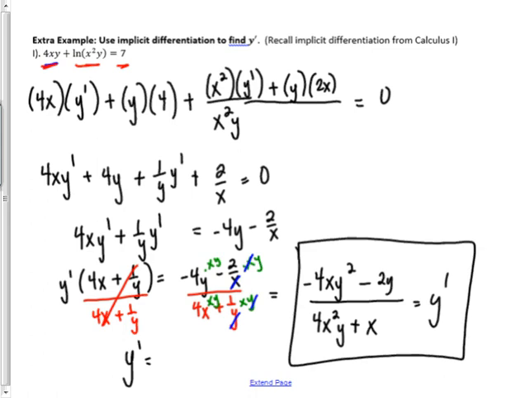A couple of these to practice in the homework. Make sure you remember that implicit differentiation from regular calculus. Fun. All right, good luck.